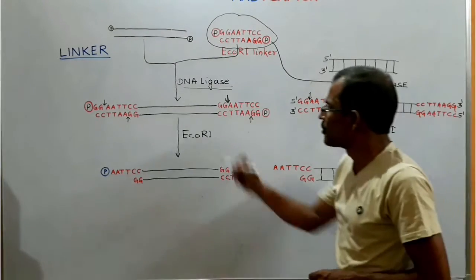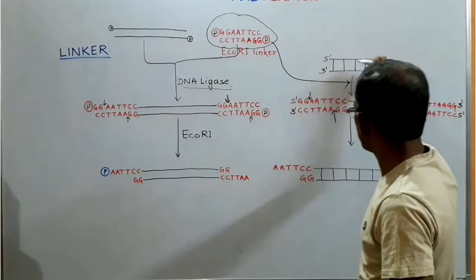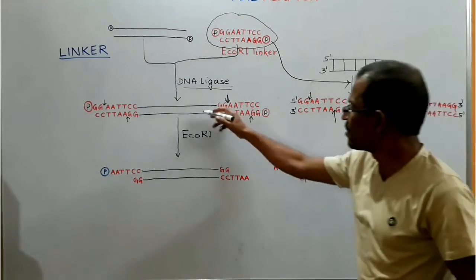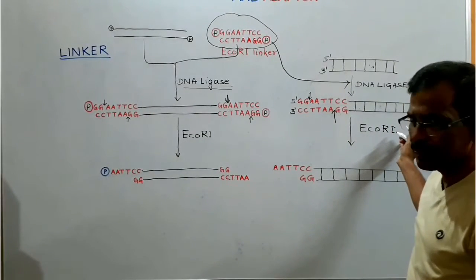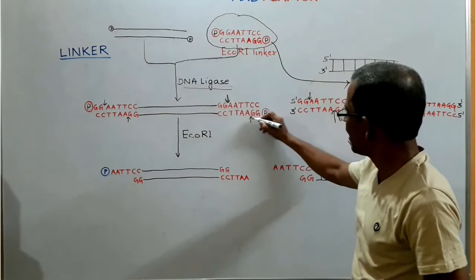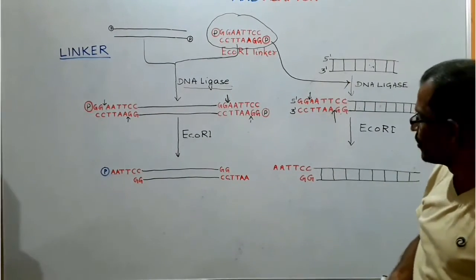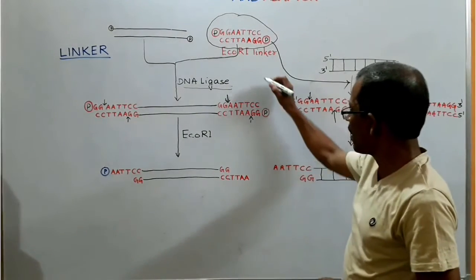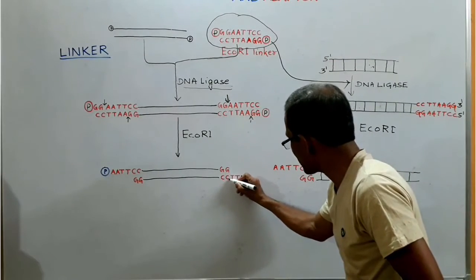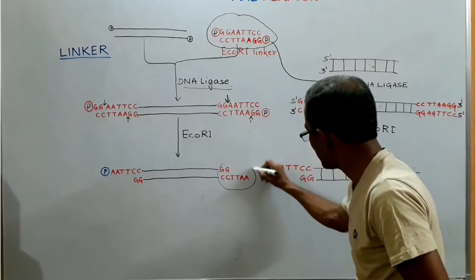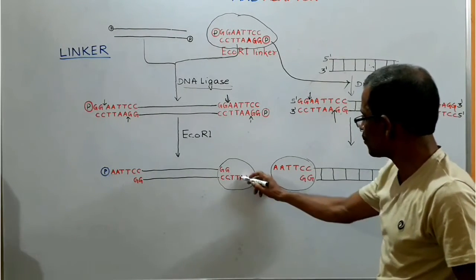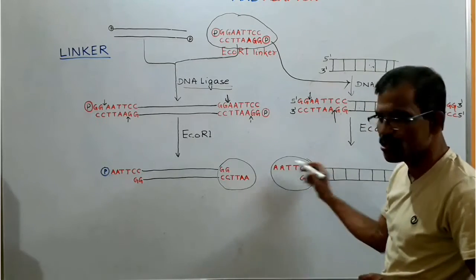After ligating this DNA fragment and this DNA fragment with linker, next step is to treat these DNA fragments with EcoR1. So EcoR1 will recognize the specific site and it will cleave. So the cleavage by EcoR1 will produce sticky or cohesive ends. This is a cohesive end and this is another cohesive end. These two ends are complementary to each other.